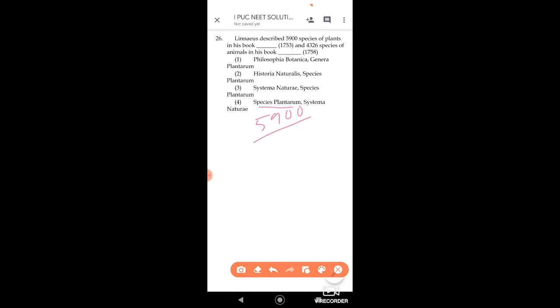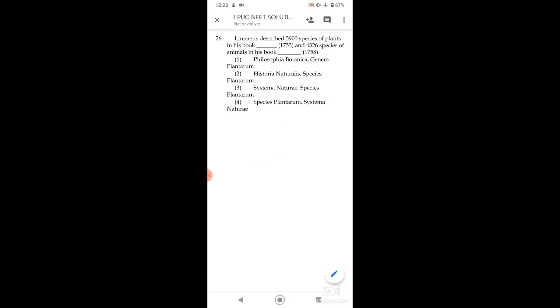And in the year 1758, he described 4,326 species of animals in a book called Systema Naturae. So please understand this. These are the two important books where he described these number of plants and these number of animals. Further, let us also understand about the natural system of classification.